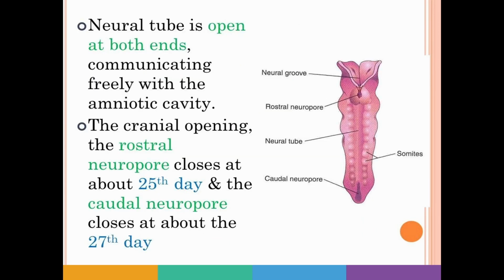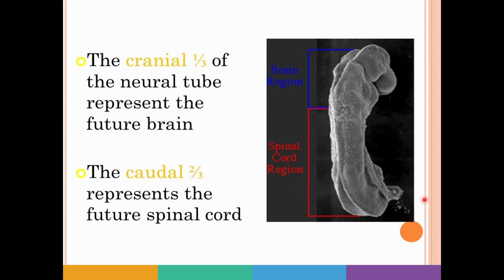Now, the neural tube is open at both ends, communicating freely with the amniotic cavity, the cranial opening, the rostral neuropore. The rostral neuropore closes at about the 25th day, and the caudal neuropore closes at about the 27th day. Now, the cranial one-third of the neural tube represents the future brain. This one-third part will later form the brain, and the two-thirds of the caudal region will form the future spinal cord.